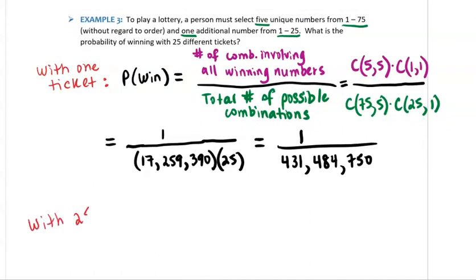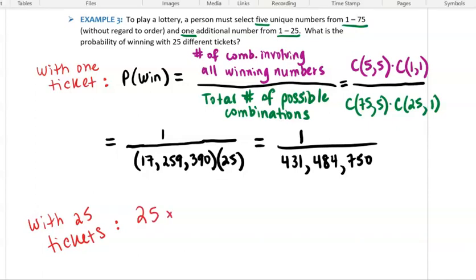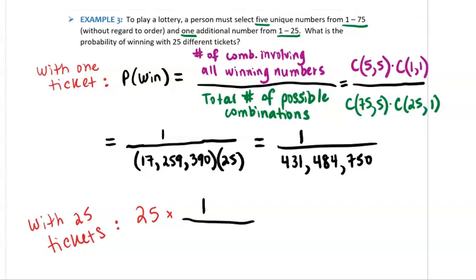Now, if we want to look at the probability of winning with 25 tickets, that means that our chances are multiplied by 25. So it'd be 25 times the probability of winning with 1 ticket. So we're 25 times more likely to win. Think about it, we'd have like 25 different chances of winning as opposed to just 1. So my probability increases by a factor of 25.